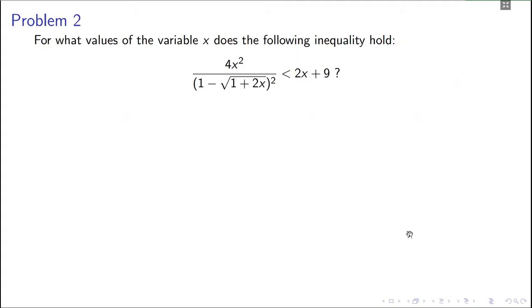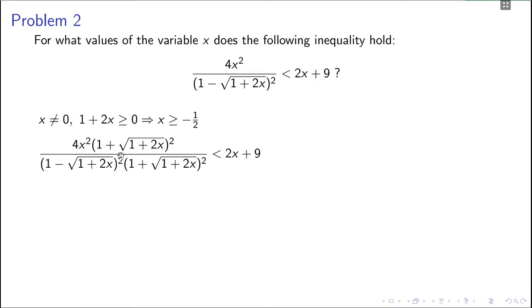This is problem 2. It says, for what values of x does this inequality hold? So first of all, this denominator cannot be 0, and this one must be positive. From there you get x cannot be 0, and this has to be positive, so x has to be greater than or equal to minus 1 by 2. If x is 0, then this is 1, this is 1, this whole thing is 0, so the expression is not defined. So we have these relations that must hold, and after that basically just try to rationalize it.